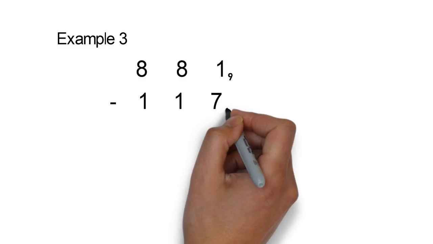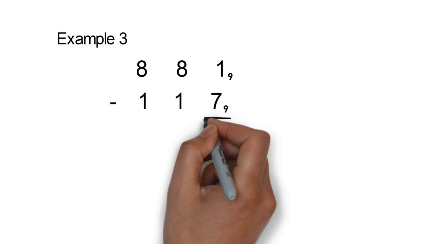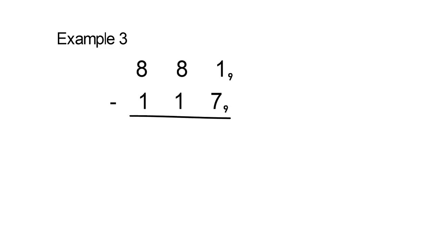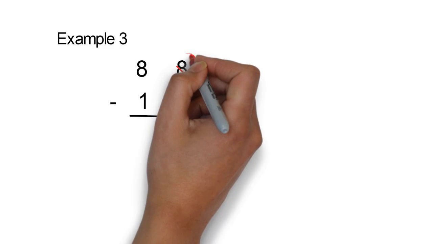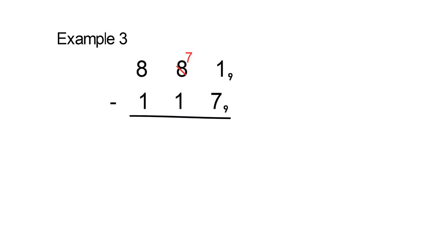Example 3. I have 881 minus 117 all in base 9. Can you see? So let's start. I have 1 minus 7. 1 minus 7 is not possible because 7 is greater than 1. So what do I do? I go to my next value to borrow from it. So I'm going to borrow 1 from the next value, which is 8. As I borrow 1, it reduces 8 to 7. Can you see that? So I'm going to add the one I borrowed to my 1.